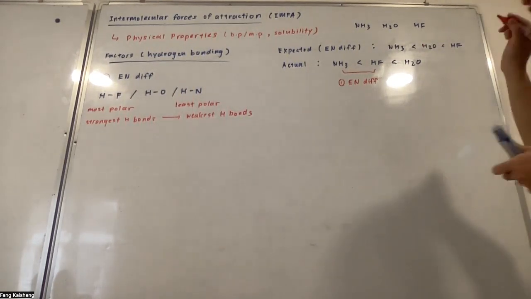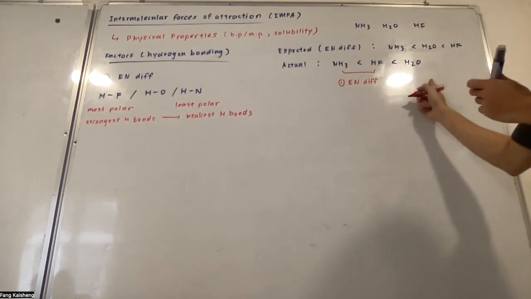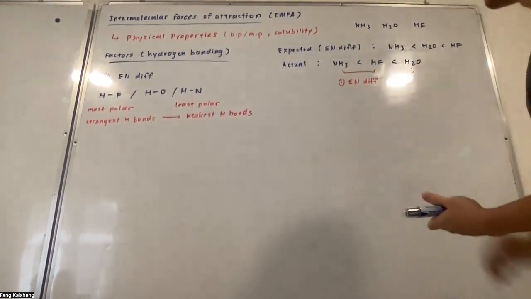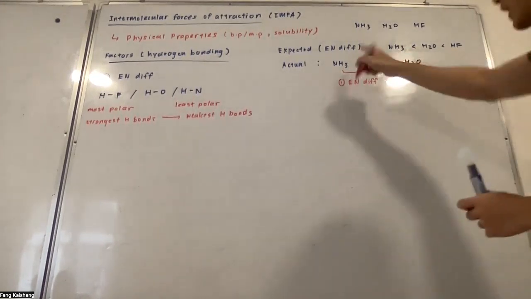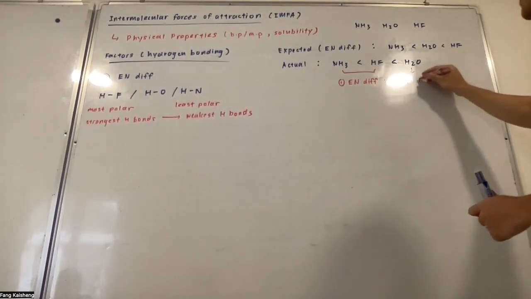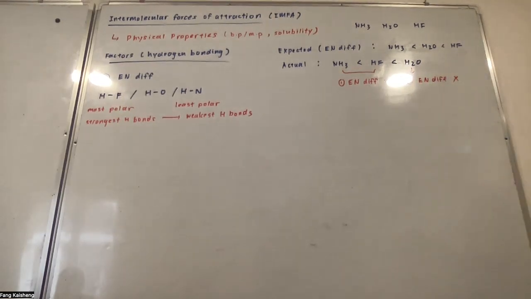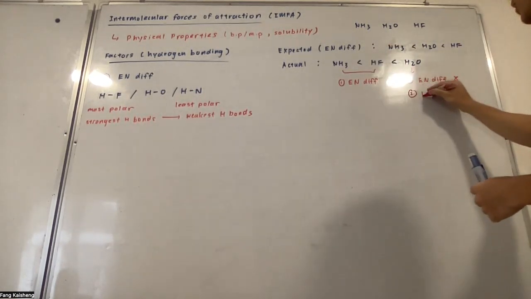However, can we recycle the same thing for water? Clearly not. So what I want you all to write is this. You can use electronegativity difference for the first set of comparison, but you can't use this to explain water. In other words, you have to include other factors as well, which is what brings me to the second point.